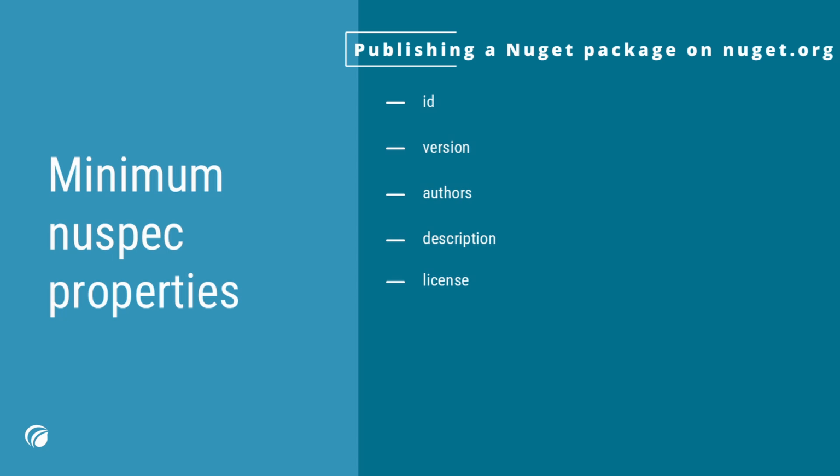Next, you need a version for your package. You also need to fill in the authors of the package. That might be a person or a company. You need to provide a description of your package. And last, you need to provide a license which is optional for NuSpec files, but which is required for NuGet.org.